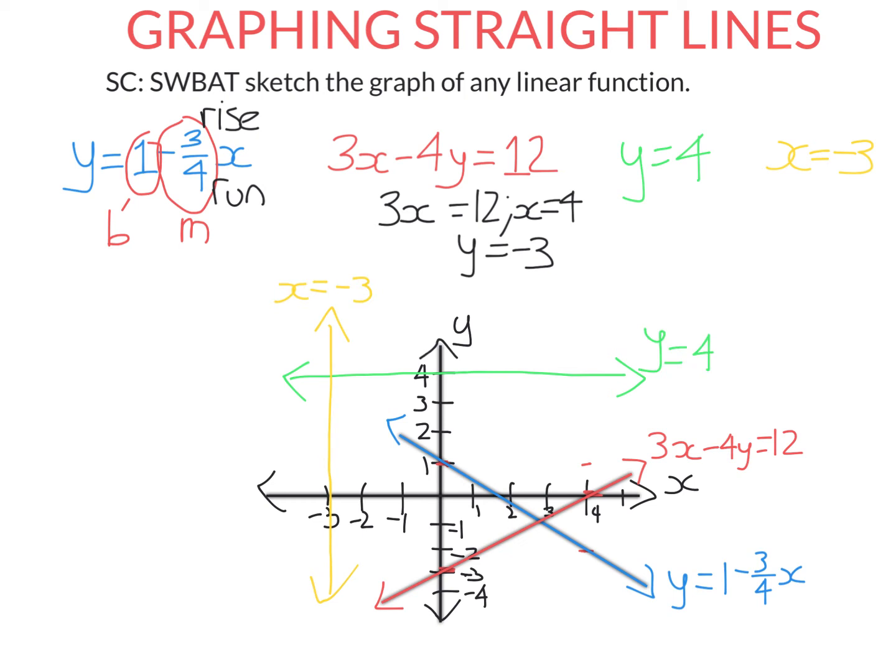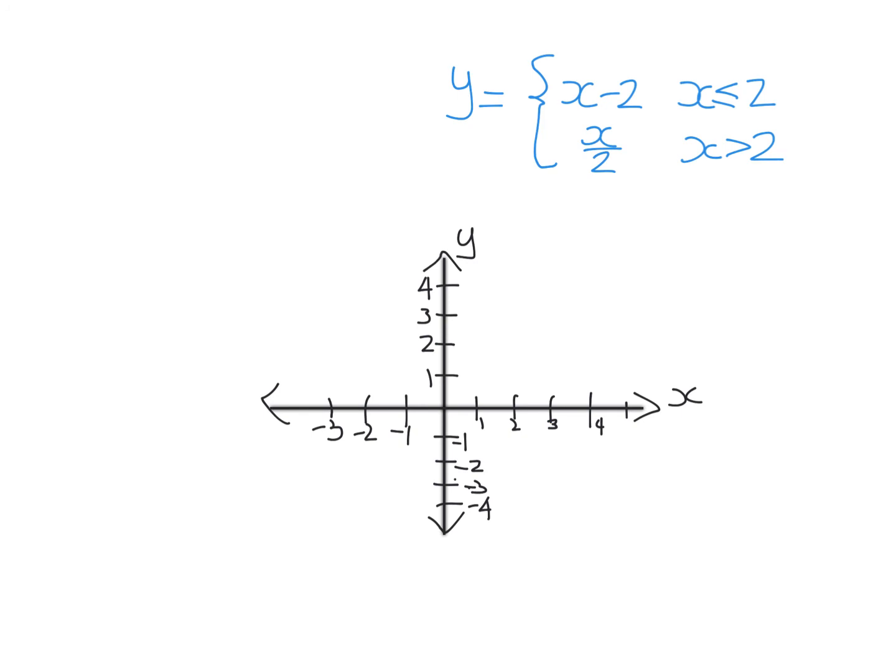So note that lines are always functions unless it's x equals a number. Of course, this yellow line here is not a function because it would fail the vertical line test, but the other 3 are functions. All right, let's look at graphing now a hybrid function. So a hybrid function is when the function you have to graph is basically made up of one or more functions. So let's graph this here.